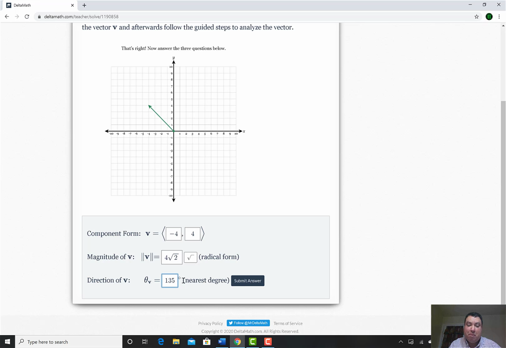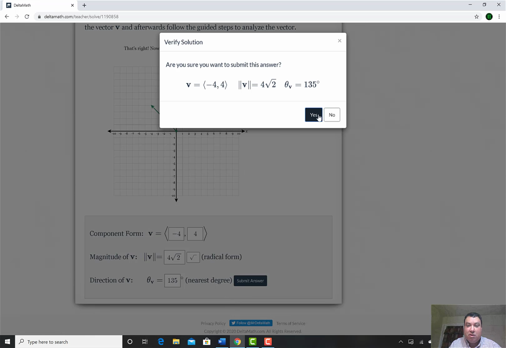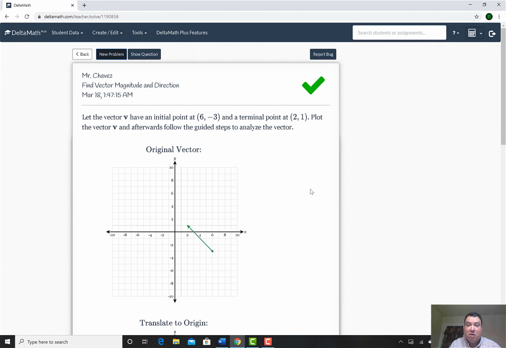Now, not all of them are going to be perfect degrees. That's why it says here nearest degree. So sometimes you got to do that. And then when you submit it, you're going to get a nice check mark.